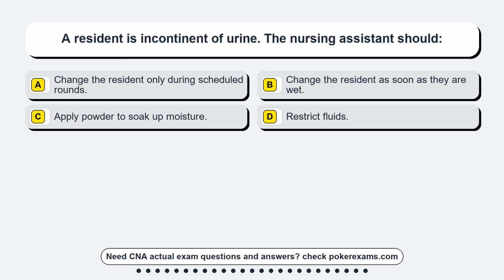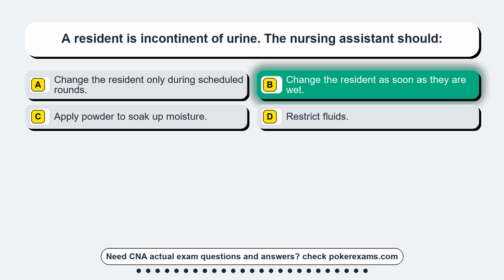Question 23. A resident is incontinent of urine. The nursing assistant should: Option A. Change the resident only during scheduled rounds. Option B. Change the resident as soon as they are wet. Option C. Apply powder to soak up moisture. Option D. Restrict fluids. The correct answer is option B. Change the resident as soon as they are wet.